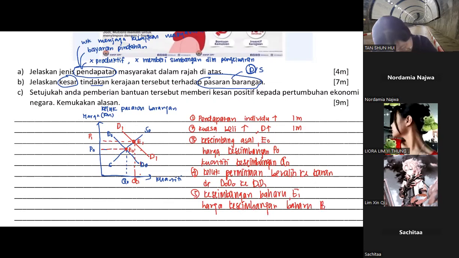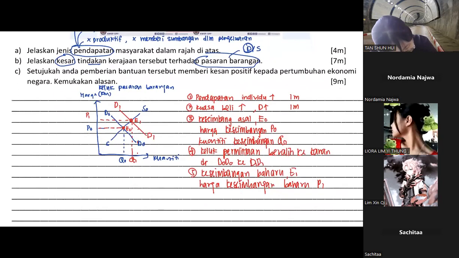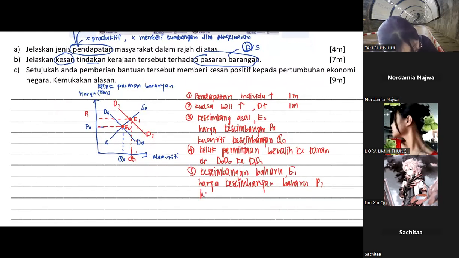P0, P1. Quantity. Keseimbangan baharu, Q1. Okay. Can, is this a Form 4 chapter or Form 5 chapter? Form 4 chapter, dear. Pasaran. Demand supply. Demand supply is definitely a Form 4 chapter.